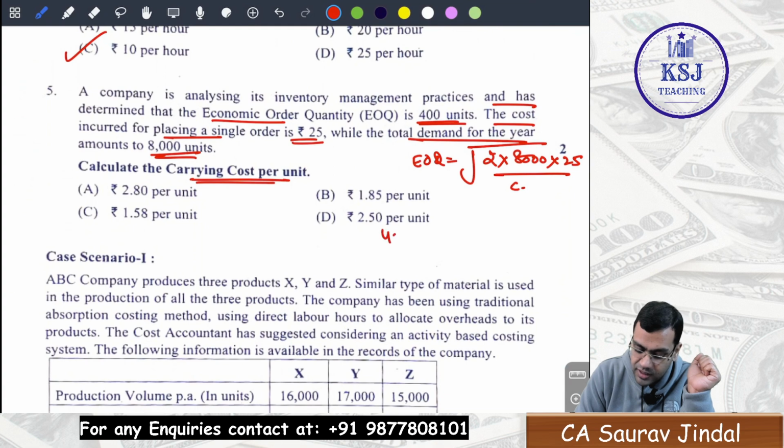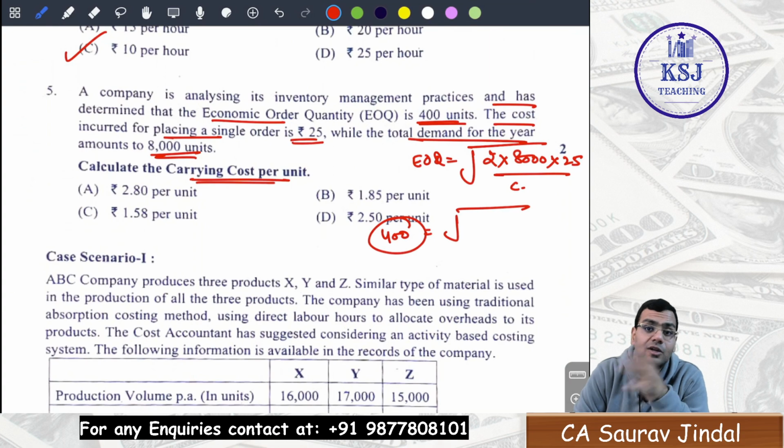So what you should have done is 400 is equal to the square root of this. Take the square root to the other side, as power 1 by 2. Using that, we would have calculated this value of C. Clear? So this is how it will be done.